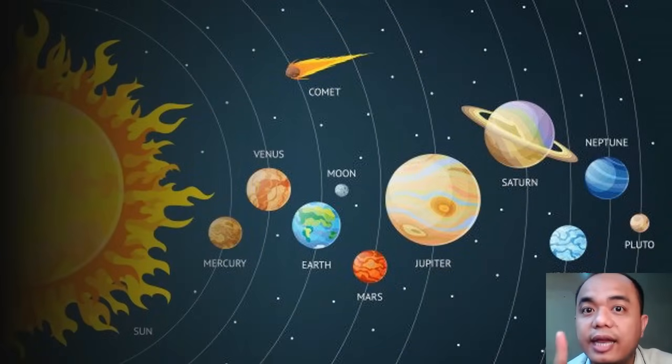Ang gravity din ang dahilan kung bakit lahat ng mga planeta umiikot o nagre-revolve around the sun. Dahil may gravity din ang sun. Also, yung mga satellites o ang mga moons ng bawat planeta, ang dahilan din kung bakit ito hindi umaalis at nagre-revolve din around the planet, that is because of the gravity. I hope it is now clear to you how important gravity is.